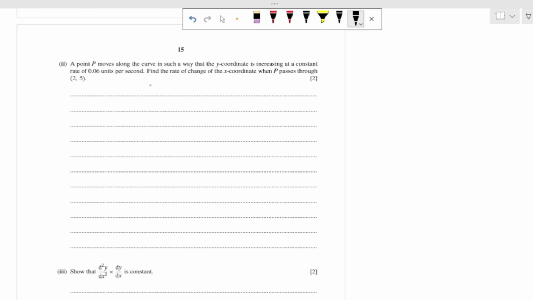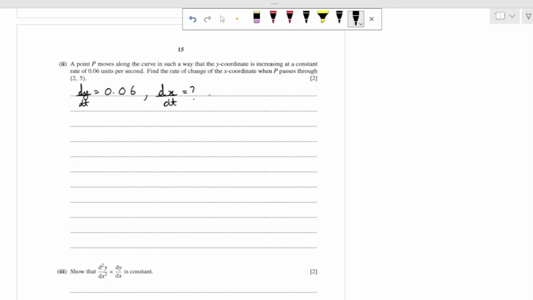Part 2. A point P moves along the curve in such a way that the y coordinate is increasing at a constant rate of 0.06 units per second. Find the rate of change of the x coordinate when P passes through (2, 5). Let us first list what information we already know. We know the rate of change of y, which can be written as dy over dt. dy over dt is 0.06. We need to find the rate of change of x, which can be written as dx over dt. We do not know what this is.